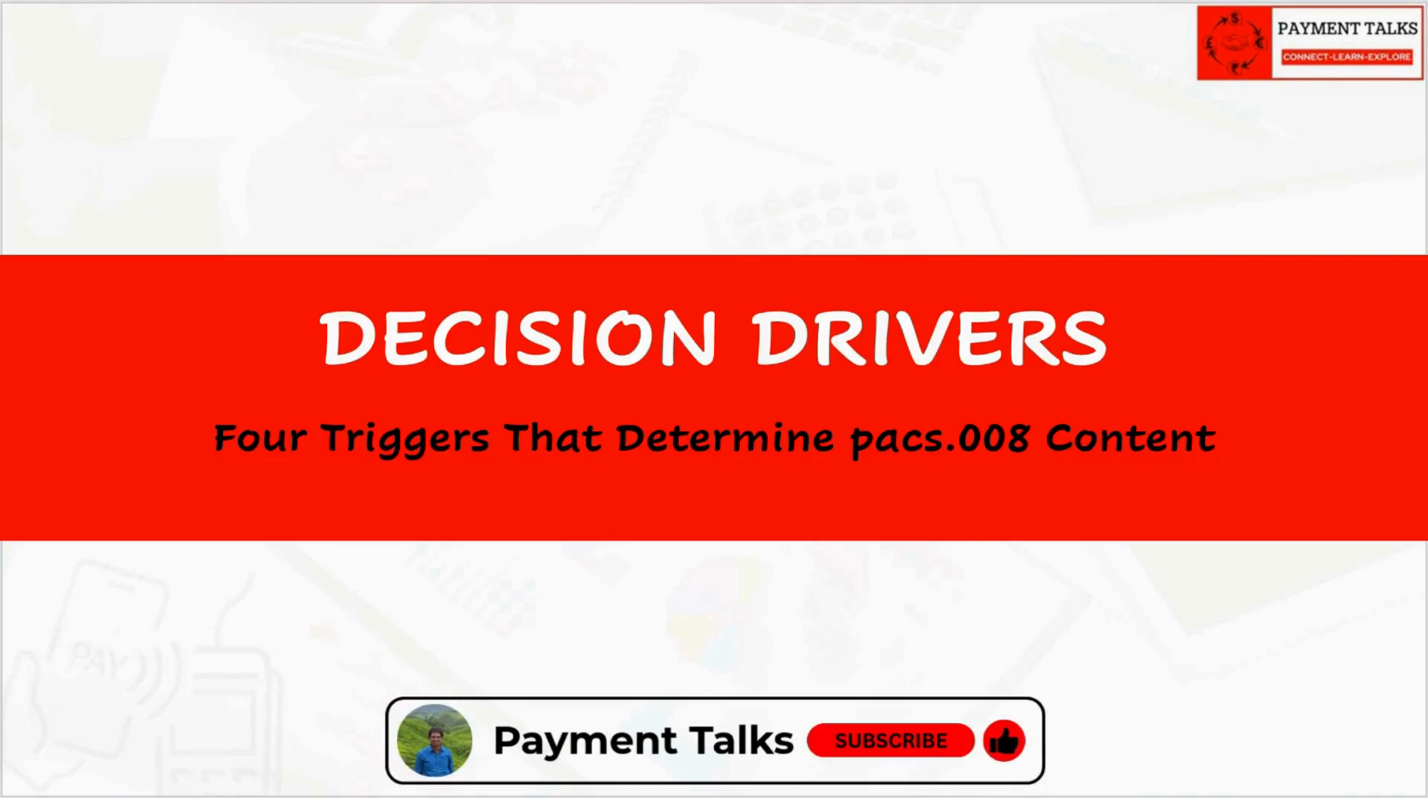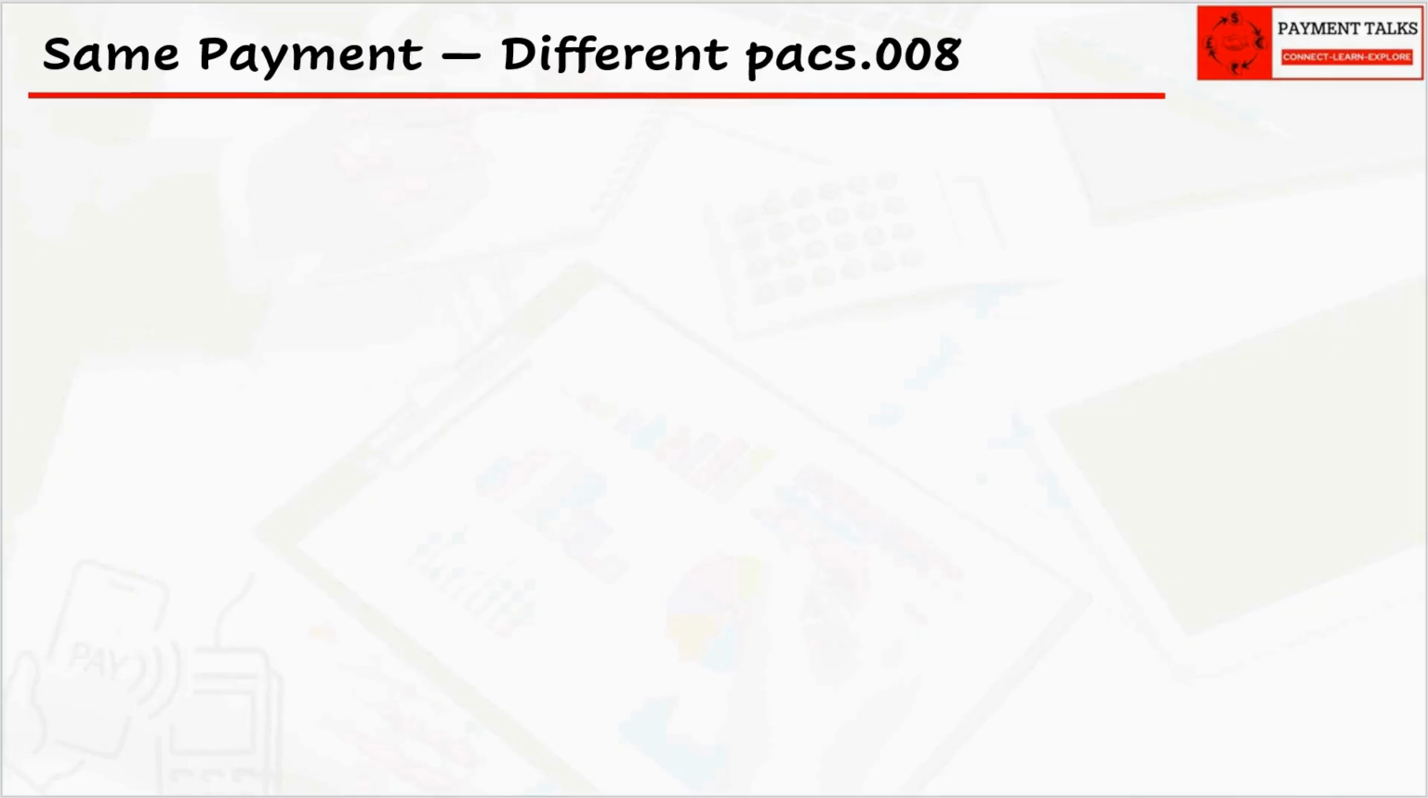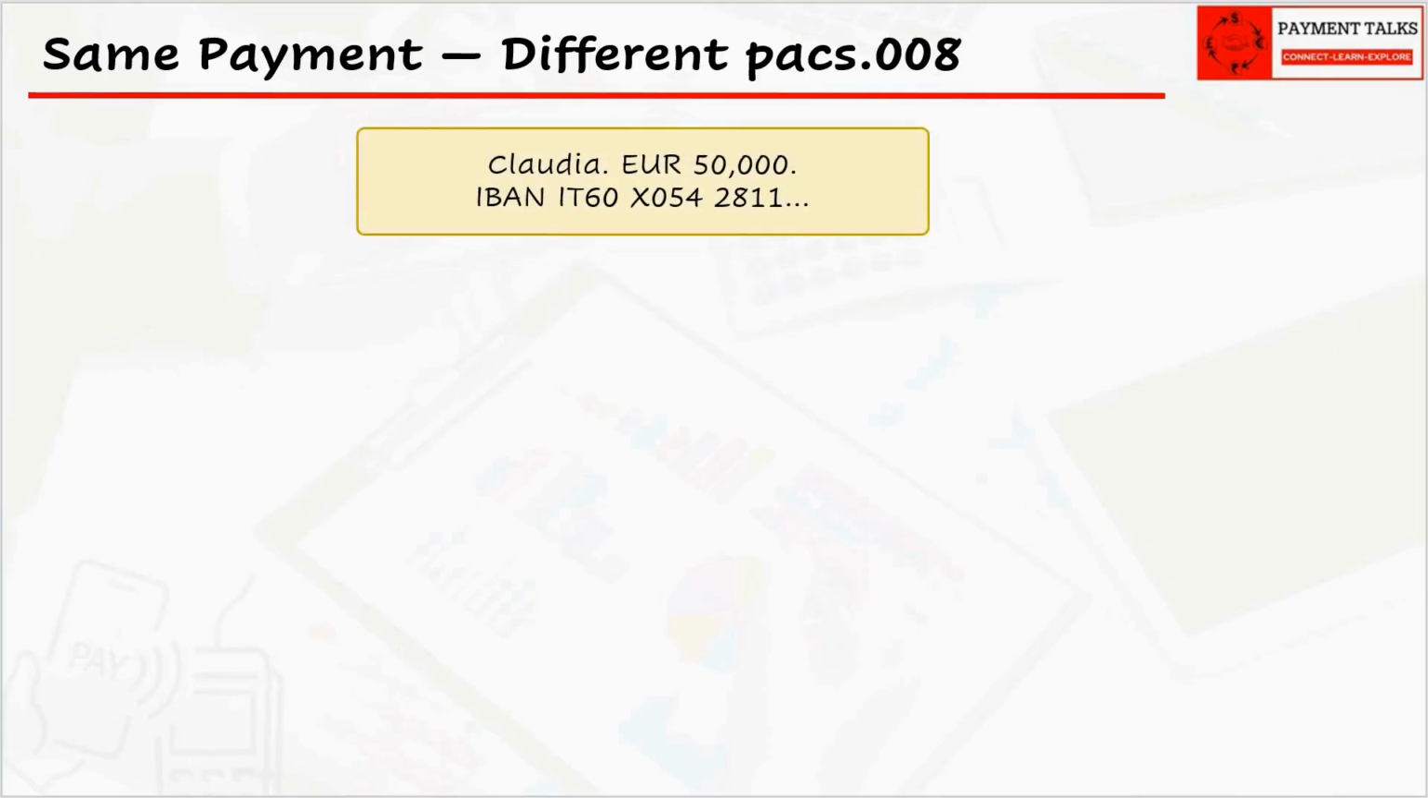Here is something most people miss. The content of the backside is not determined by copying pain.001 fields one to one. It is determined by decisions that specific pain.001 values trigger. Same Claudia, same Euro 50,000, same Italian IBAN. Depending on four key values in the pain.001, the bank can produce two completely different backside messages.